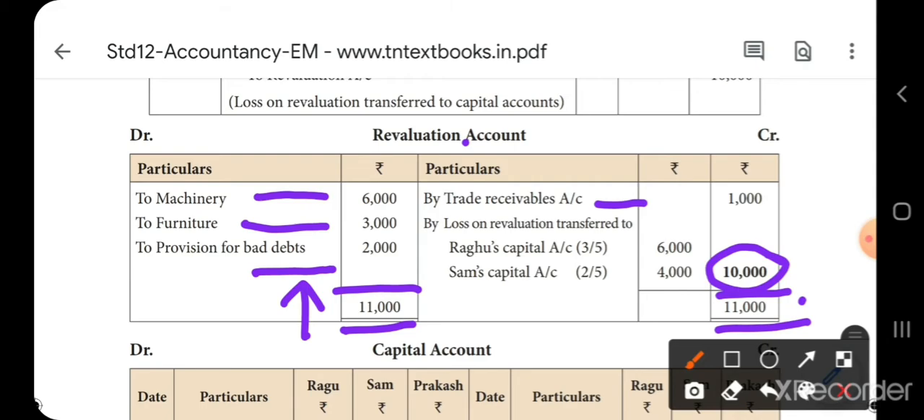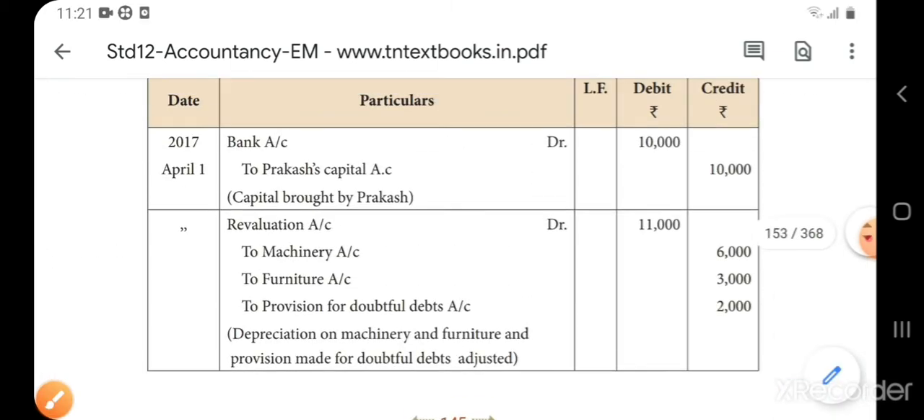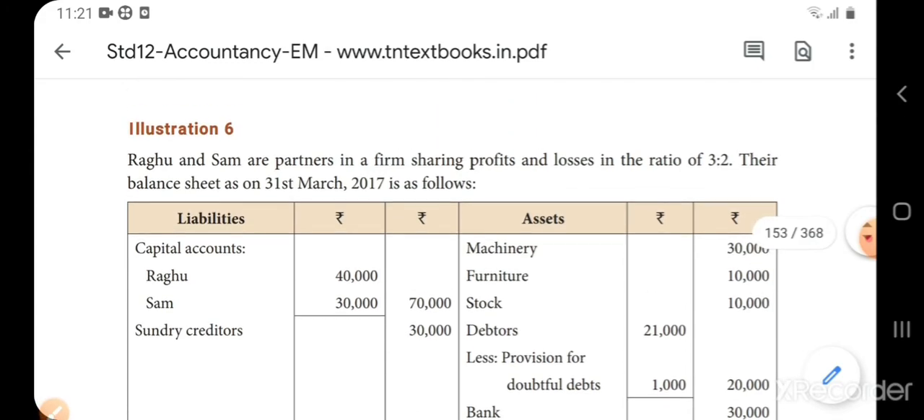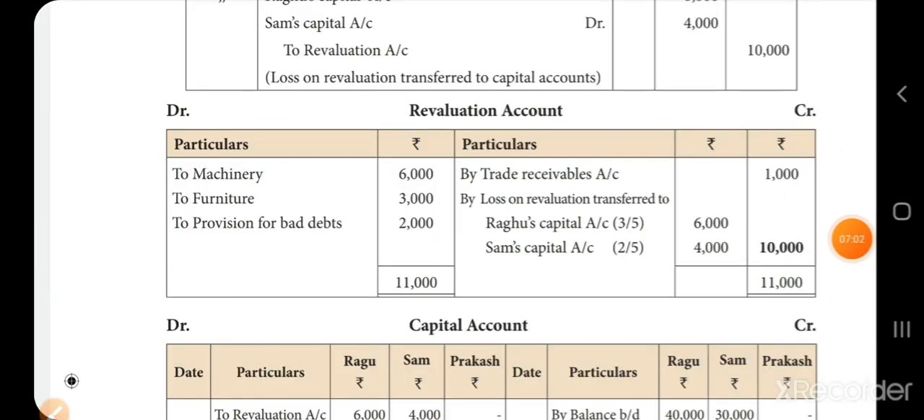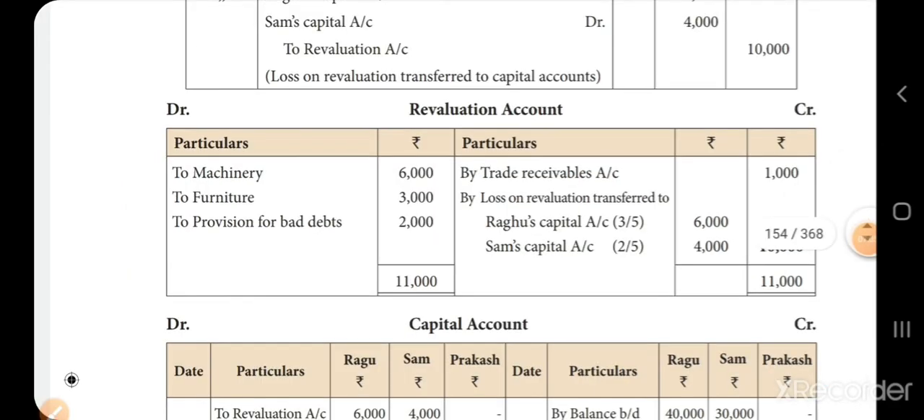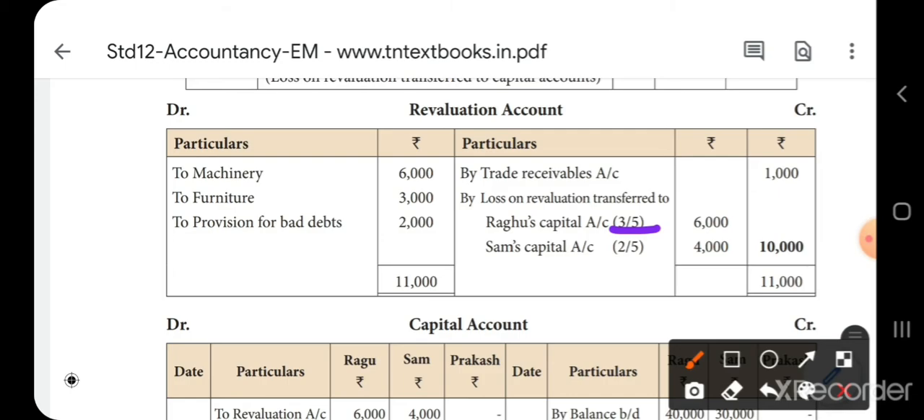Now this loss should be shared among the old partners in the old profit sharing ratio. What is the old profit sharing ratio given in the problem? 3:2. Okay. Now 10,000 into 3 by 5 Raghu will get 6,000, and Sam will get 10,000 into 2 by 5, which is 4,000. You will transfer this to Raghu's capital account and Sam's capital account.